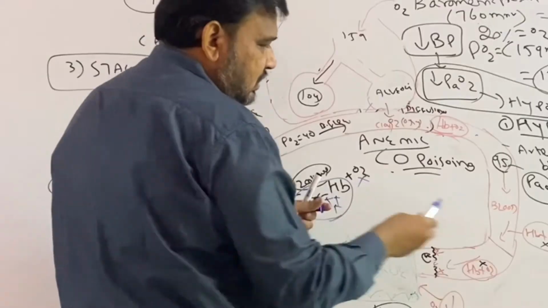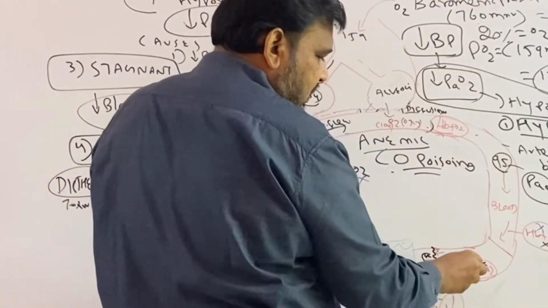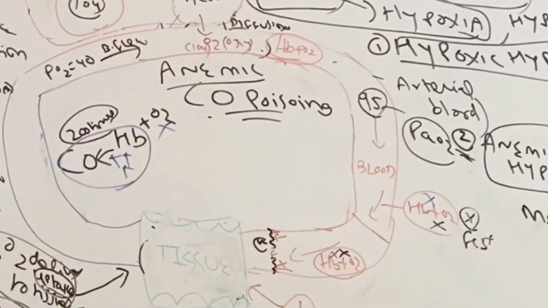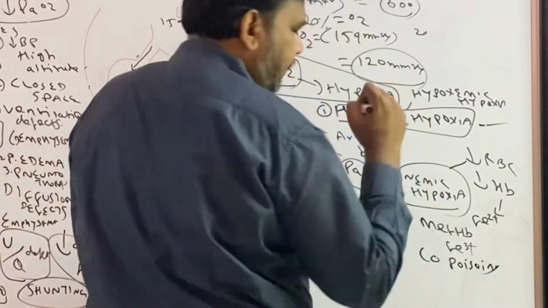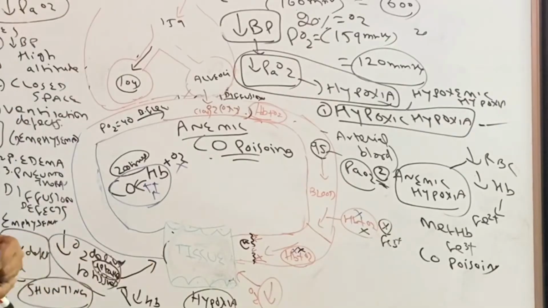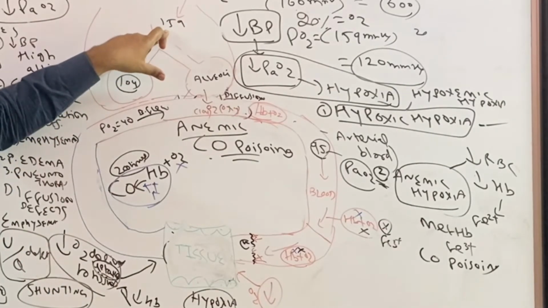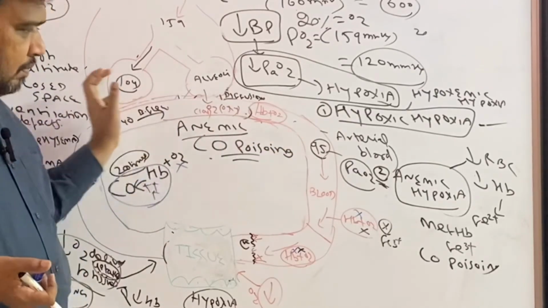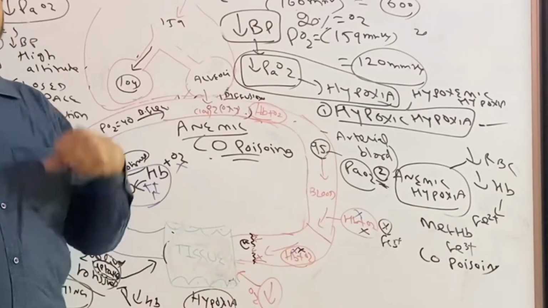So what will happen? Again, Hb plus oxygen is not occurring. The black one is methemoglobin. Now this blue color is carbon monoxide poisoning. So carbon monoxide poisoning also results in anemic hypoxia. In anemic hypoxia, the atmospheric partial pressure of 159 is normal, alveolar PO2 is normal, arterial PO2 is normal, blood flow is normal, everything is normal, but the carrying capacity is lost.